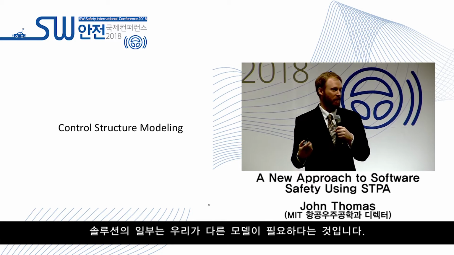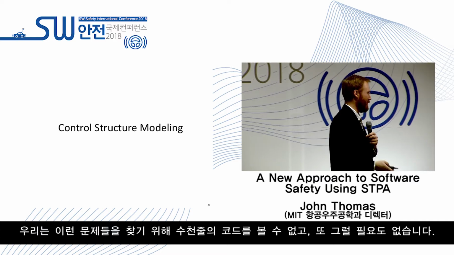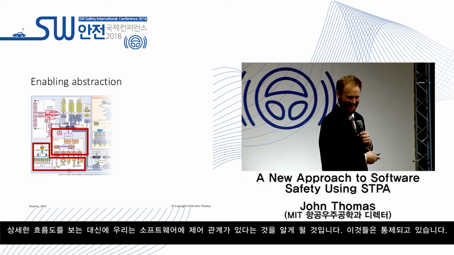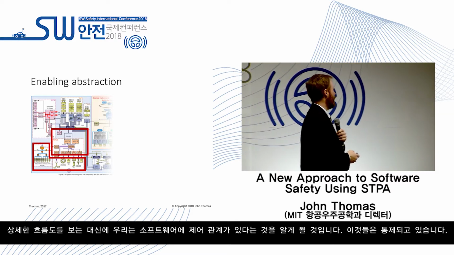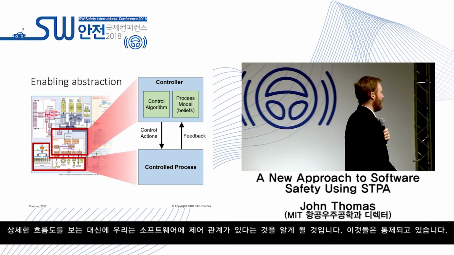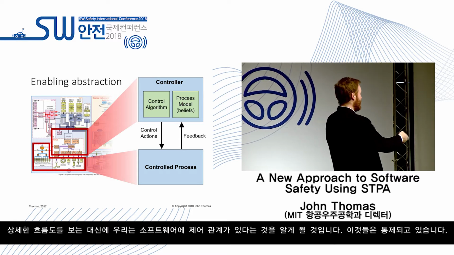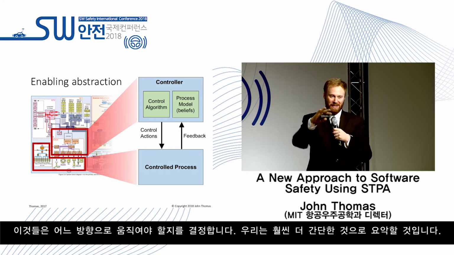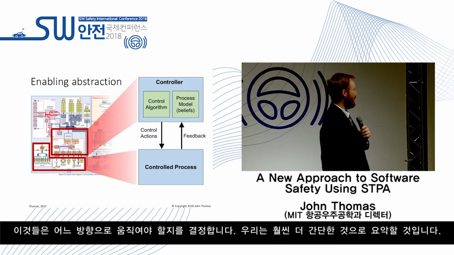Part of the solution is we need a different model. We cannot look at thousands of lines of code to find these problems, and we don't have to. Instead of looking at detailed flow diagrams, we're going to recognize that there are control relationships in the software. These things are being controlled. These things are deciding which way to move. We're going to abstract into something much simpler.